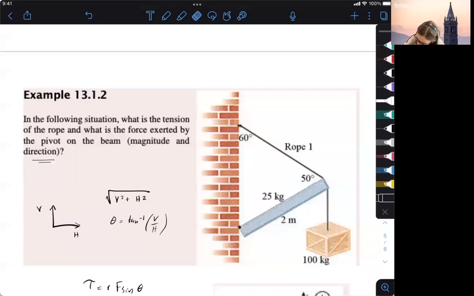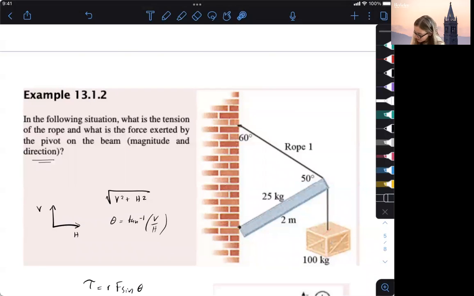Okay, so for our next problem, we have this box that's hanging off of a rod. So we have tension in this rope and then this rod and then a weight hanging down. We want to know the tension of the rope and then the force exerted by the pivot on the beam, so the magnitude and direction.